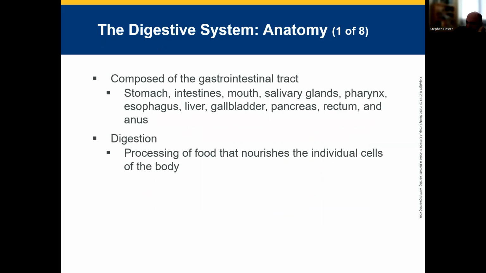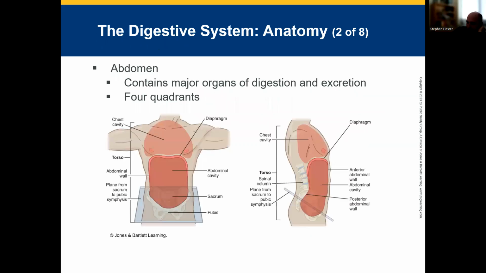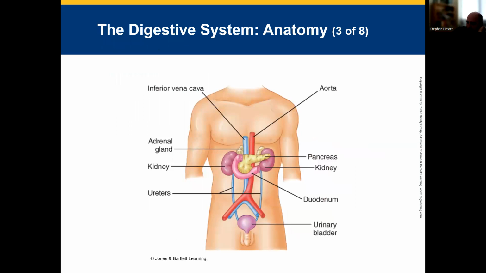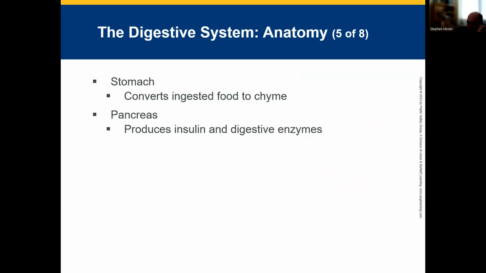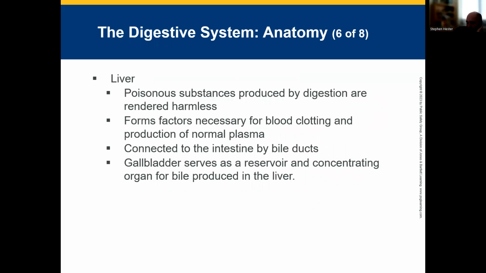The digestive system, we hope that ours works well all the time. What all it's made up of and what it does. So our digestive system works by the food coming into the mouth, entering the oropharynx and into the esophagus, we hope, and not into the trachea. Then it goes to the stomach where it's converted into chyme, and then the pancreas produces insulin and digestive enzymes. The liver filters out what needs to be filtered out, and the gallbladder serves as a reservoir for concentrated bile produced in the liver.